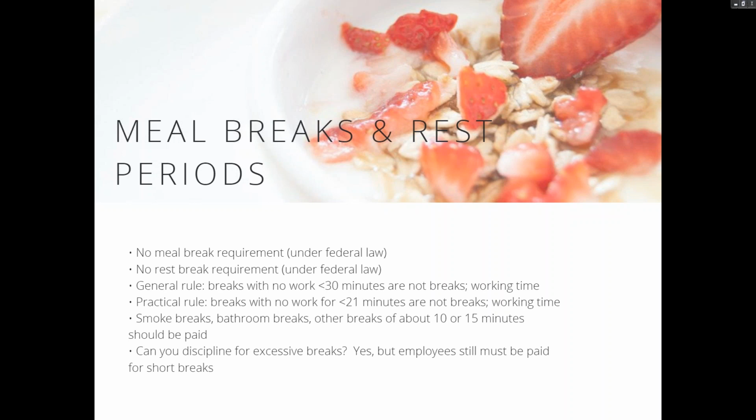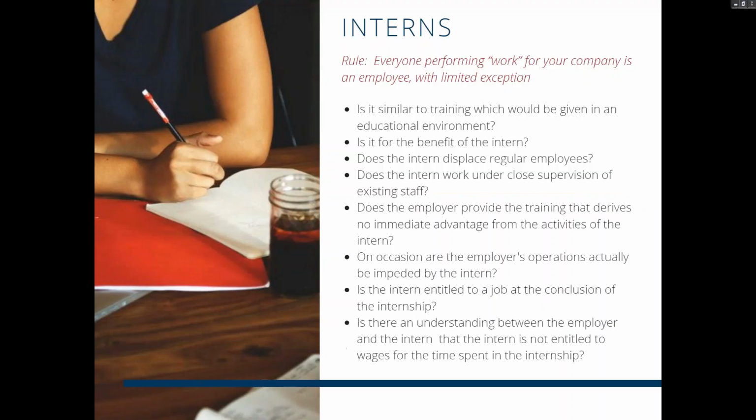Can you discipline for excessive breaks, for taking too many smoke breaks, for going to the bathroom too much? Yeah, you absolutely can. You just have to pay them for it. So could discipline? Yes. Pay? Yes. Could you even fire them for it? Yeah, absolutely. Just have to watch out if they start asserting rights. You don't want to get a whistleblower claim or a retaliation claim out of it. But yeah, as a general principle, pay and then discipline.